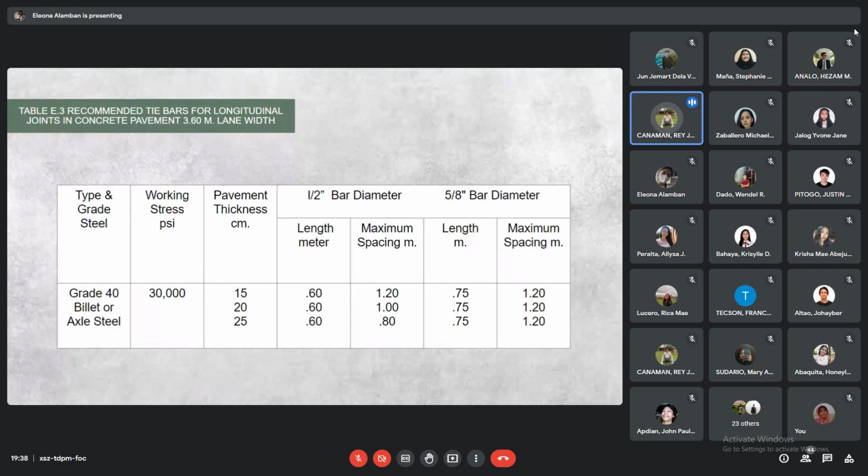So based sa duha ka bar diameter, lahi ang iyang length meter and lahi pod ang iyang maximum spacing. So sa 1/2 nga diameter sa bar diameter, 0.60 tanan ang length meter, then sa maximum spacing kay 1.20 if 15 ang thickness, kung 20, then kung 25, 0.80. So ang for the 5/8 diameter, same lang gyapon ang length and same pod ang maximum spacing. Dili parehas sa 1/2 bar diameter nga nagbaylo ang spacing while nag-increase ang thickness sa pavement, but sa 5/8 nga bar diameter kay same lang ang length meter o maximum spacing. So next slide please.